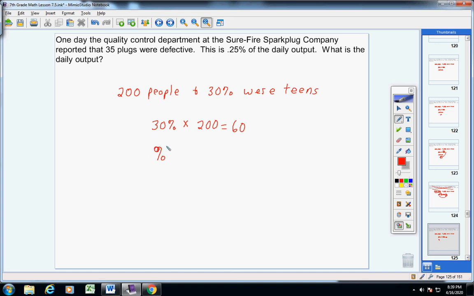Here's the formula. When you take the percentage, write that down, times the what? This is the total. It will always equal the actual percentage number. So in this case, 30% of 200 was what? 60. So the actual percentage number out of 200 was 60. So 30% was 60. So let's go over this. We're going to use this formula a lot, okay?